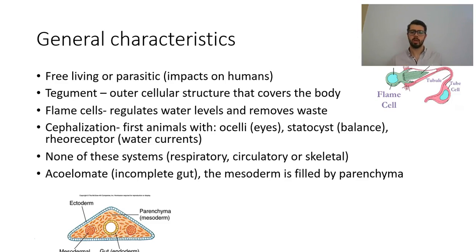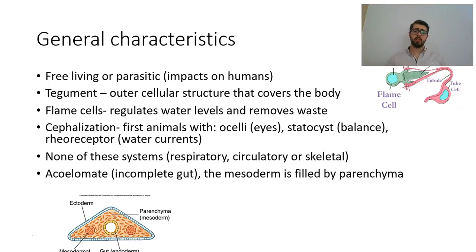They also have flame cells, and these are very important because they regulate the water levels and remove waste by negative pressure. This is important because if we think about a marine environment, it's very important for Platyhelminthes to be able to get rid of the extra salt that's in the water. Or whenever we're looking at a freshwater environment, it's very important that the animal can maintain their mineral resources by getting rid of the excess water. So that's where the flame cell comes in handy.